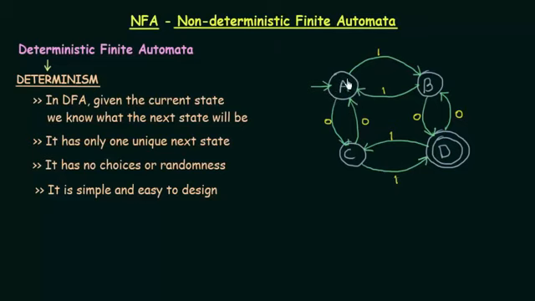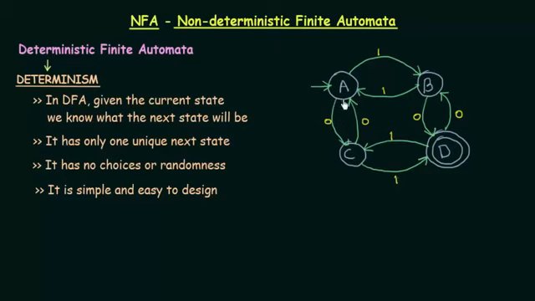If I am in state A and I get input 1, I know that I will go to state B and no other state. And if I get input 0, I know that I will go to state C and no other state. So given the current state, we are sure about the next state on getting particular inputs, and it has only one unique next state.